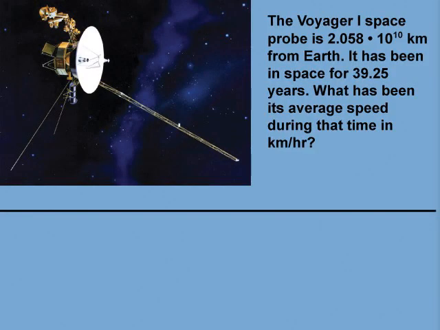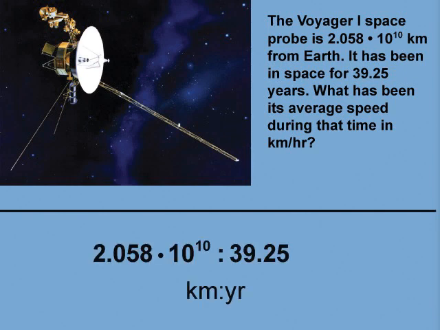The Voyager 1 space probe is 2.058 times 10 to the 10th kilometers from Earth. It has been in space for 39.25 years. What has been its average speed during that time in kilometers per hour? We want a rate in kilometers per hour, but notice that the time value is in years. So the first thing to do is convert 39.25 years to hours.